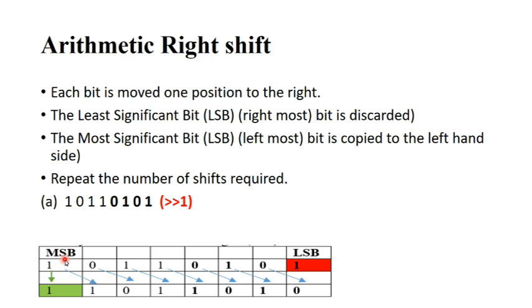So first and foremost, when you are performing the right shift, you look at the number of times you're supposed to perform the right shift. In this case, I'm performing the right shift 1 time. So this bit here, it moves here. This one, it moves here. This one, it moves 1 time here. This one, it moves 1 time here, until I'm done with all these other bits.